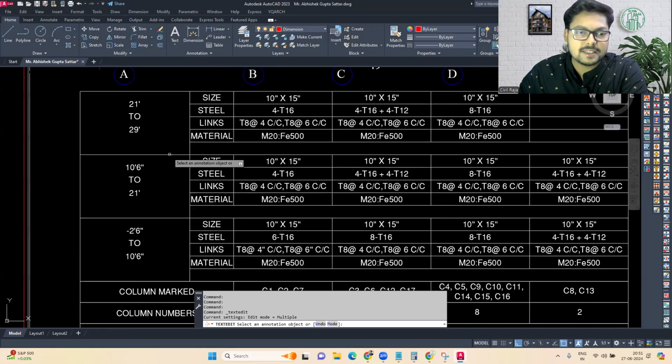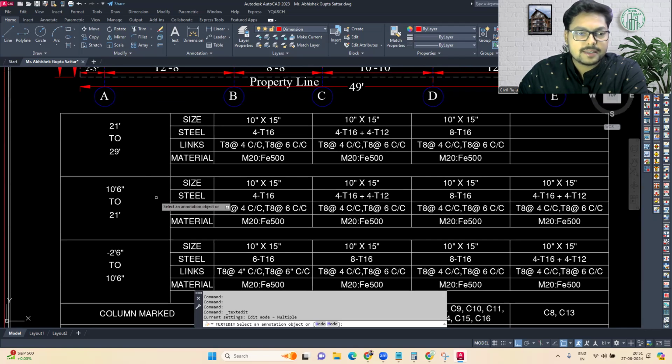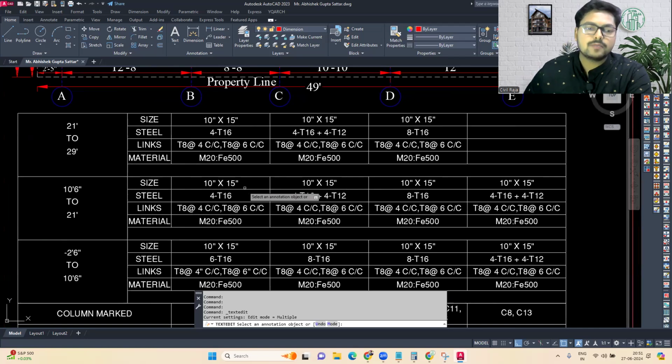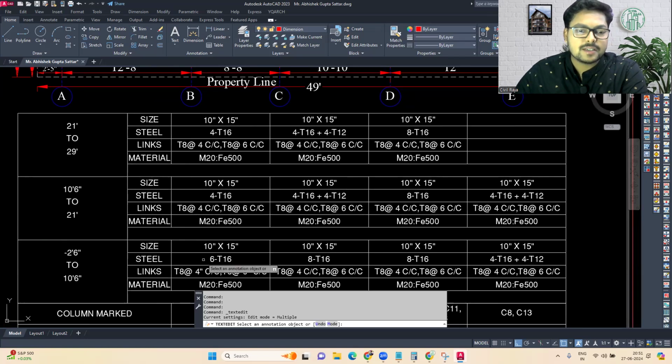Now for the next floor level, that is 10 feet 6 inches to 21 feet, the bars will be reduced from 6 bars of 16 dia to 4 bars of 16 dia. Over here it will be 4 bars of 12 dia plus 4 bars of 16 dia as the main bar, and then these are the extra bars. So here it has been reduced.